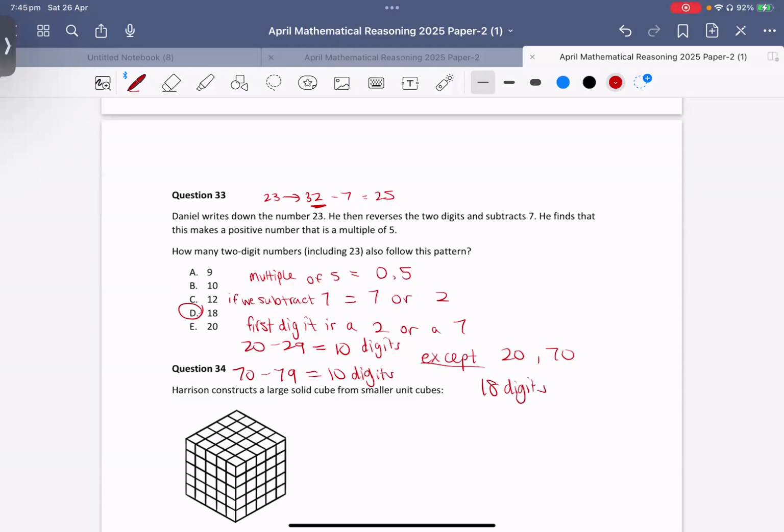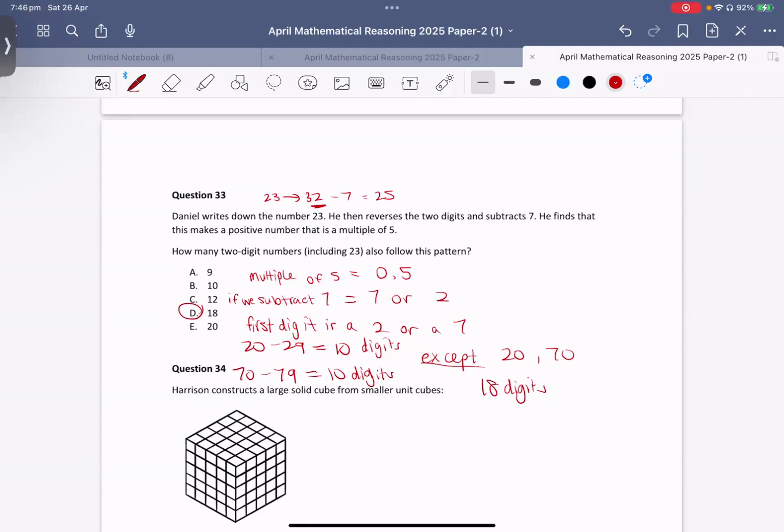It's a little bit complicated, but if you think about it, any multiple of 5 needs to end in 0 or 5. And to subtract 7 from it and still end up with something that ends in 0 or 5, we would need something that ends in 7 or 2. But that was only after we flip the number, right? Meaning that we need something either in the 20s or the 70s. And we know there are 10 digits belonging to each of those tens. And so except for 20 and 70, they all work. So there's 18 of them.